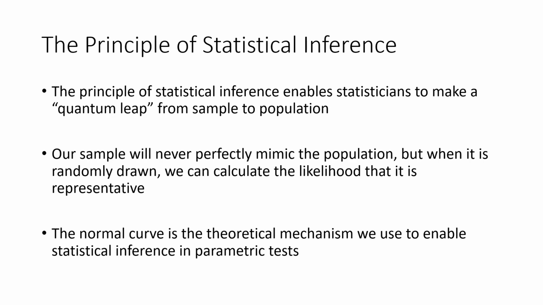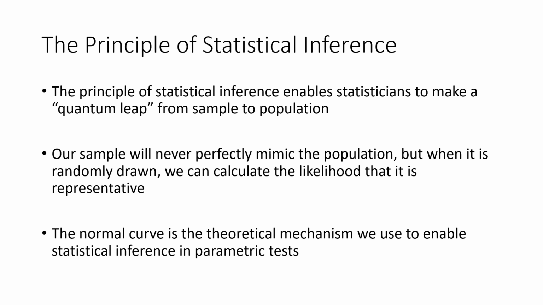So how exactly can we generalize our results from a sample to a population when we have perfect information about our sample, but imperfect information about our population? The way we do this is through what we call the principle of statistical inference. So the principle of statistical inference enables data scientists like us to make a quantum leap from the sample to the population.